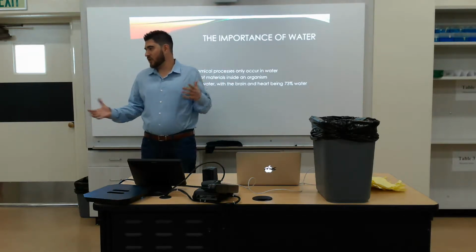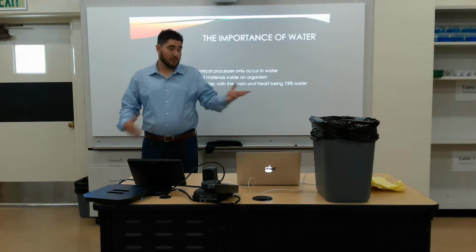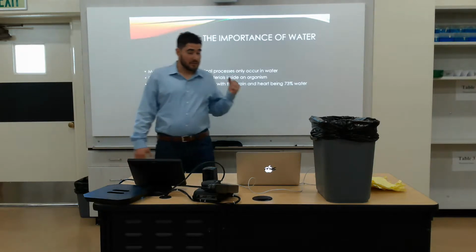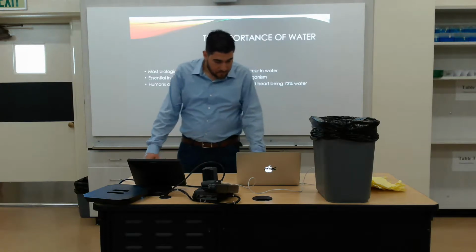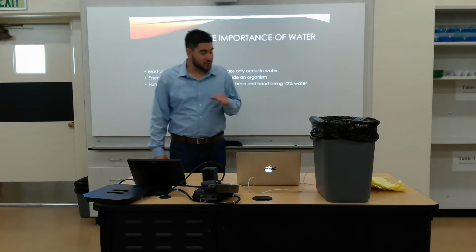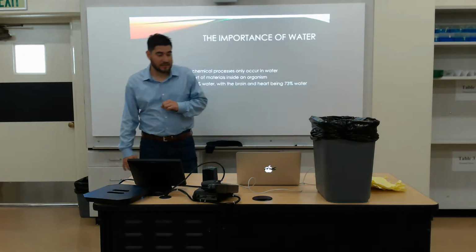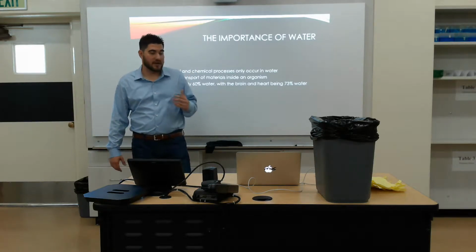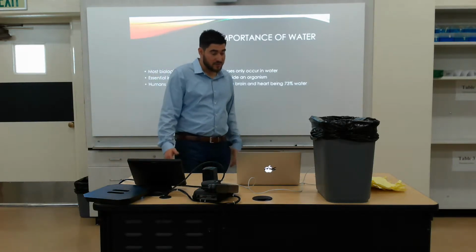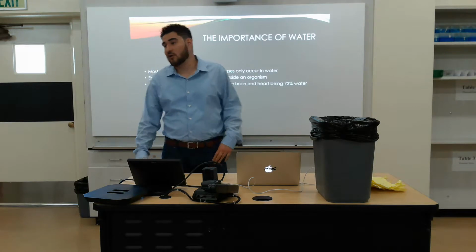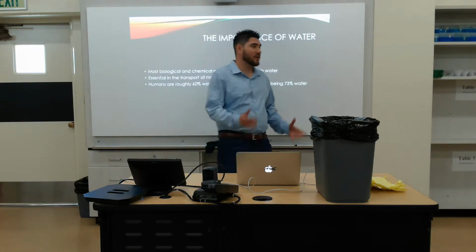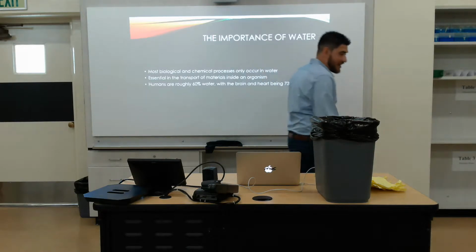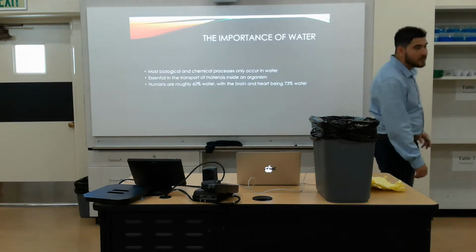Any ideas what we call that? Blood, right? Exactly. Blood is composed mainly of water. In order to survive, you need blood to circulate throughout the body, and a significant amount of blood is actually made out of water. Humans are roughly 60% water overall. Just thinking of the brain and the heart are 73% water.